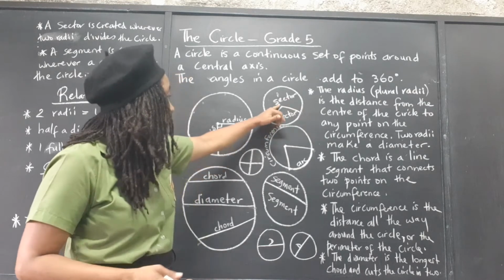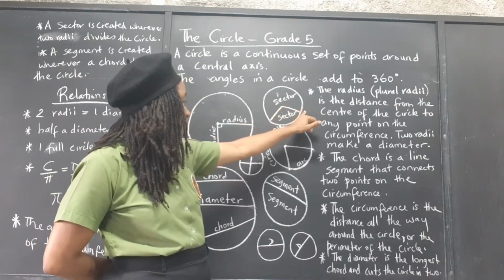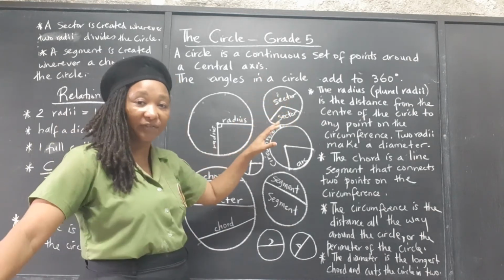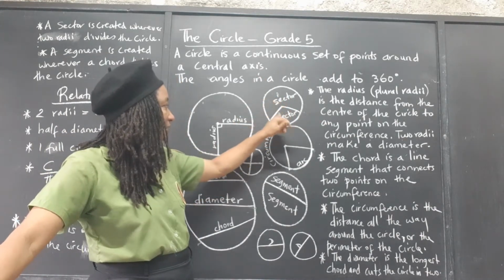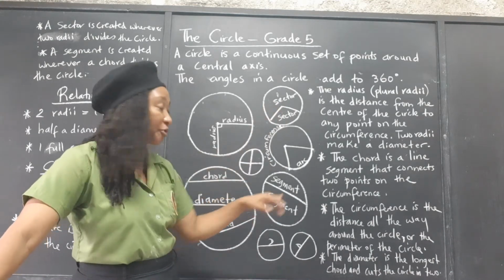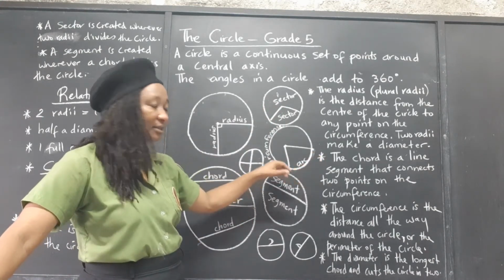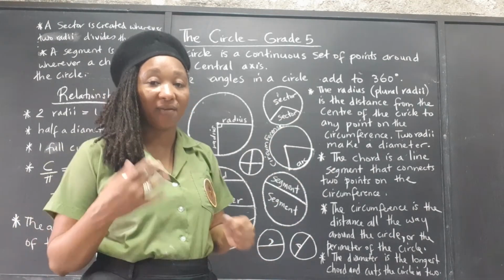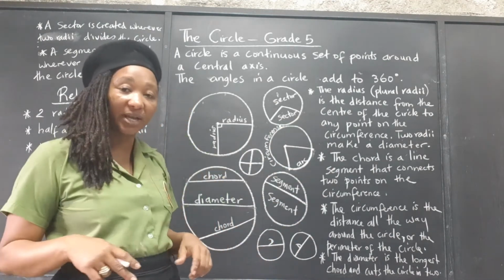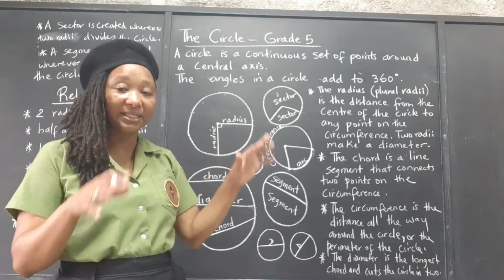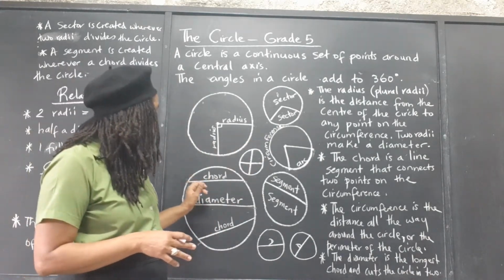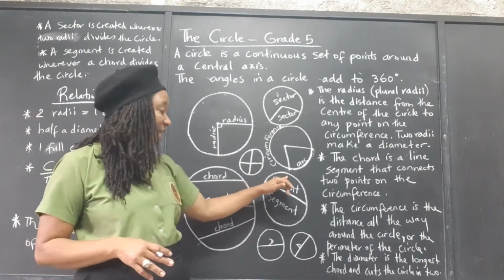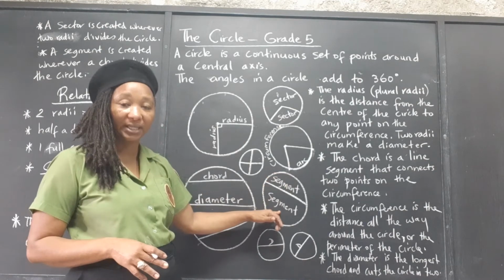right? So two radii from the center to the circumference will create sectors on the inside of the circle. On the outside will create arcs, the distance on the outside of the circle, right? So we have arcs along the circumference, sectors on the inside, and where the chords cut the circle on the inside, we have segments being created.